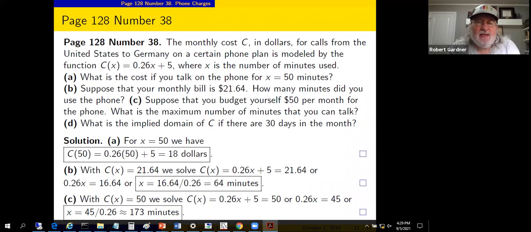Part D, what's the implied domain of C if there's 30 days in the month? Domain of C, here's C. C of x equals 0.26x plus 5. X is a number of minutes used. So how many minutes are there in 30 days is effectively the question.